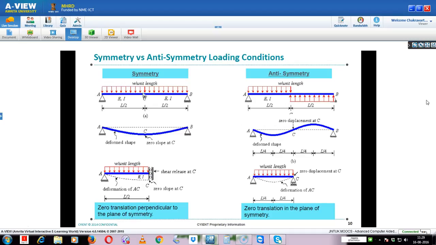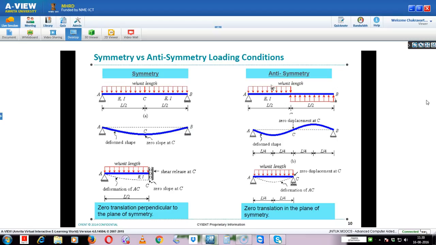More examples on symmetry and anti-symmetry. If you take this, this is the perfect symmetry. A simply supported beam subjected to UDL, uniform distributed load. This represents a complete symmetry. If you take half of this model, the important conditions we need to give are zero slope here, and zero translation perpendicular to the plane of symmetry. So it is not allowed to move in this direction.